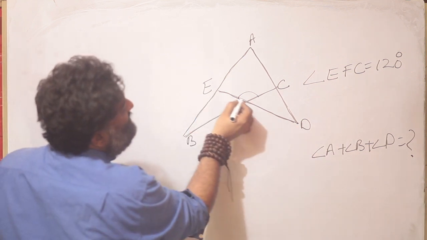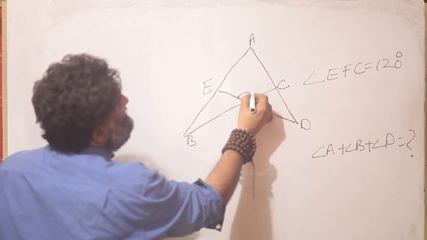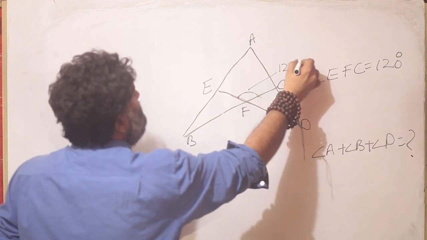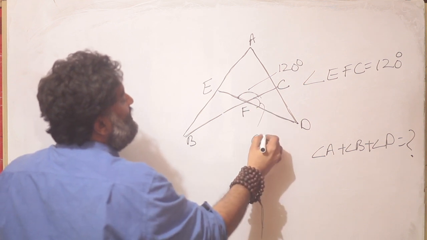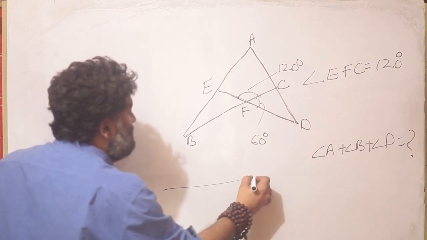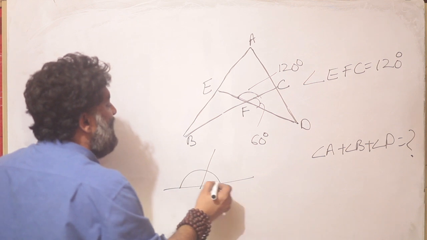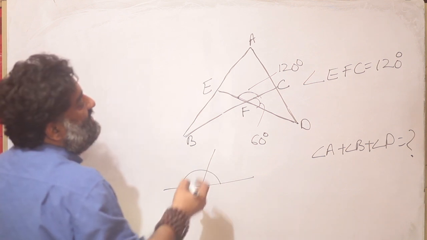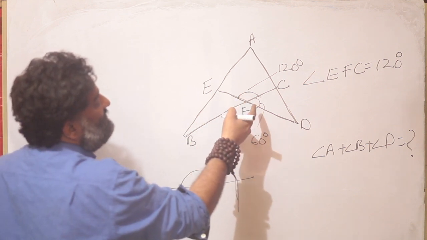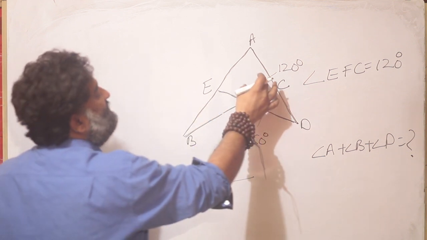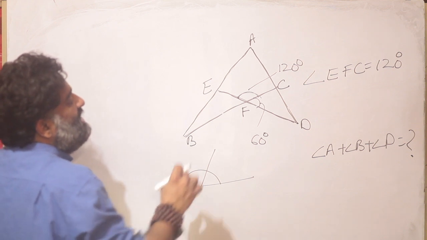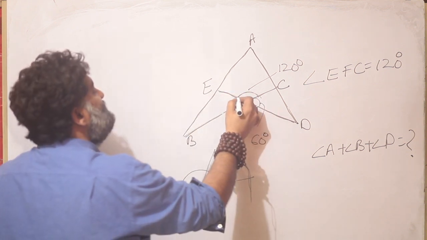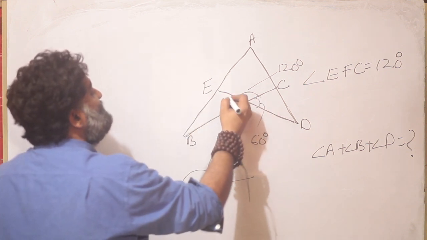First of all, I notice a straight line. I know this angle is 120 degrees. That means this angle is going to be 60 degrees. Why is that? Because sum of all the angles on a straight line is always going to be 180 degrees. So this angle plus this angle is going to be 180 degrees. If this is 120, 180 minus 120 gives me 60 degrees.